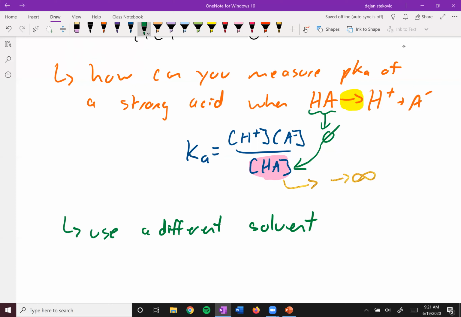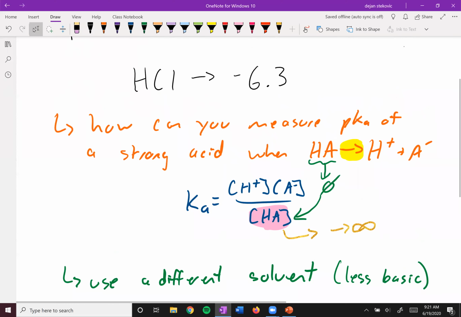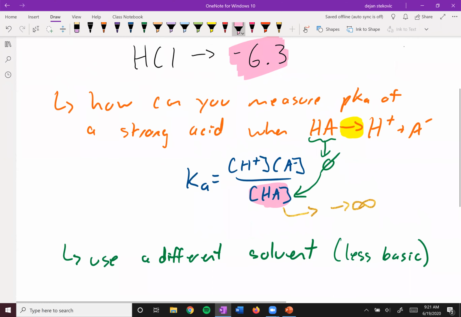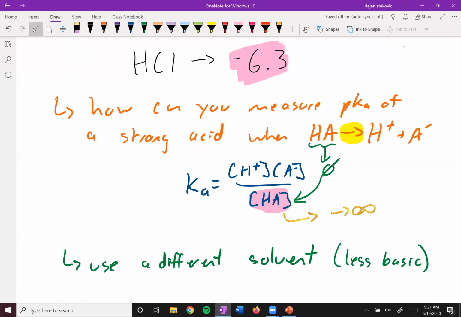And so what we do is use a different solvent, a less basic solvent or a more acidic solvent. Then we calculate the Ka of the strong acid in that solvent and make some kind of correlation to predict what it would be in water. That's how you end up with these negative pKa values. So if something has a negative pKa, it's going to be a strong acid in water.